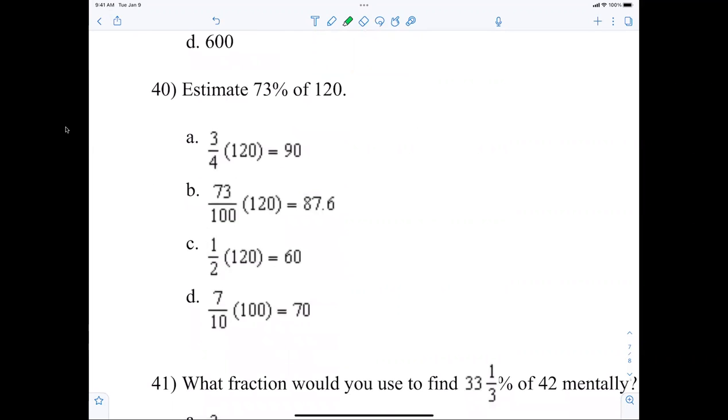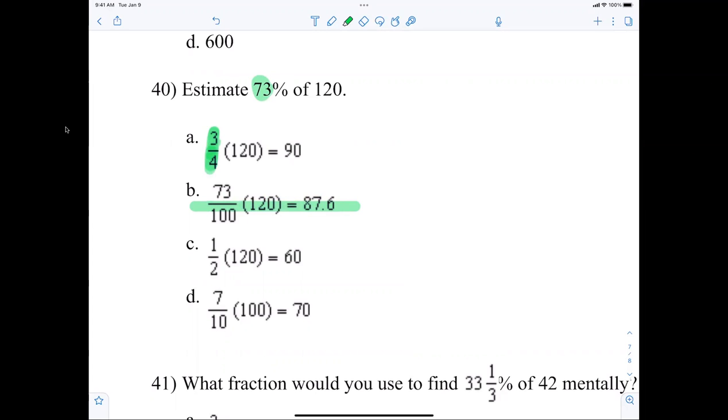Estimate. 73%. If we're going to estimate, I could do what? Now B would just be the answer. That wouldn't be an estimate, though. Does everybody agree with that? So 73% is close to what? Which one would I choose? A, right? Because we could say 73% is pretty close to 75%, and we know 75% is 3/4.